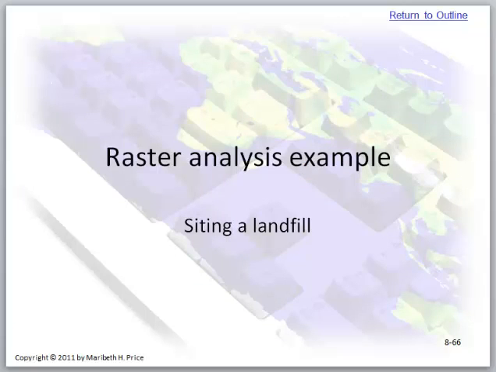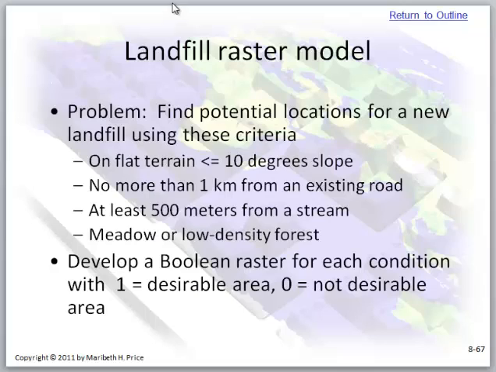Raster analysis example: citing a landfill. I think I'm going to skip this. I'll run through it. Here's the scenario. The problem is we want to find potential locations for a new landfill using these criteria. Must be flat terrain, less than or equal to 10 degrees of slope, no more than 1 kilometer from an existing road, at least 500 meters from a stream. It must be a meadow or low-density forest.